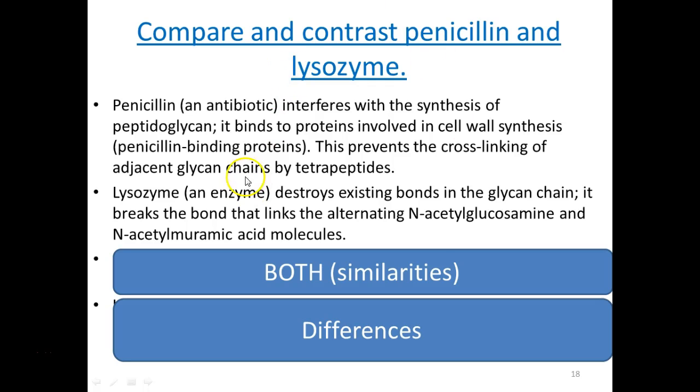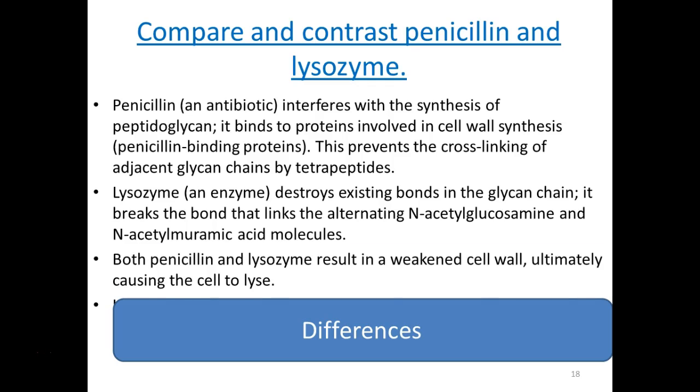Where penicillin actually enters into the cell and interferes with the cell's ability to make a structurally sound cell wall. So it really affects growing cells and cells that are repairing their cell walls. So these affect peptidoglycan differently, but the similarity is that they both result in weakening the cell wall and ultimately causing cell lysis and cell death.